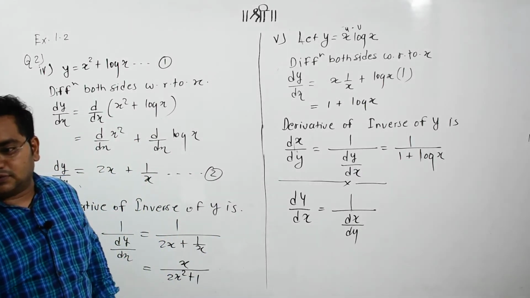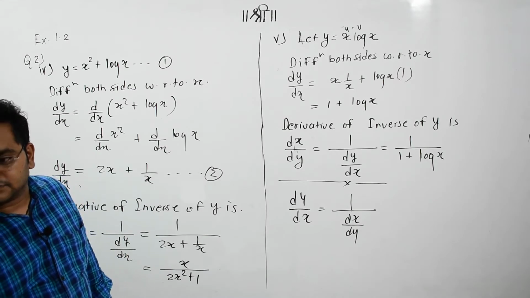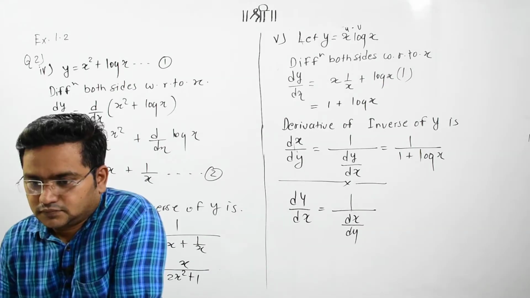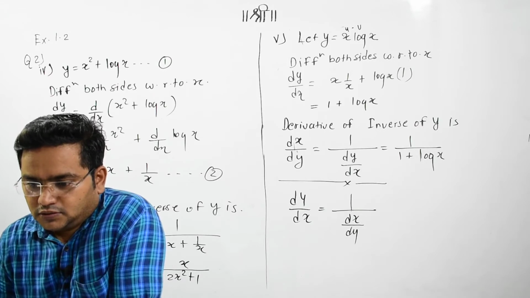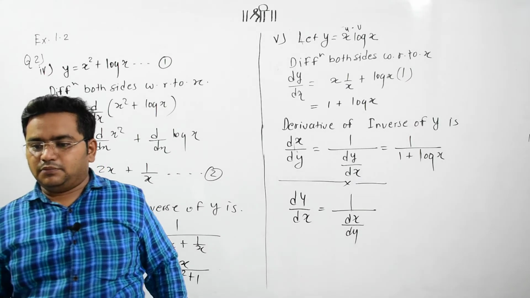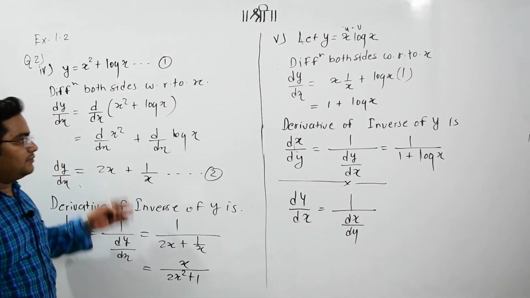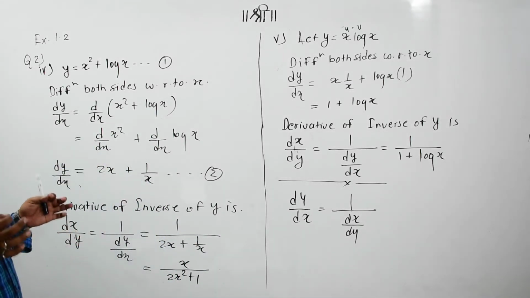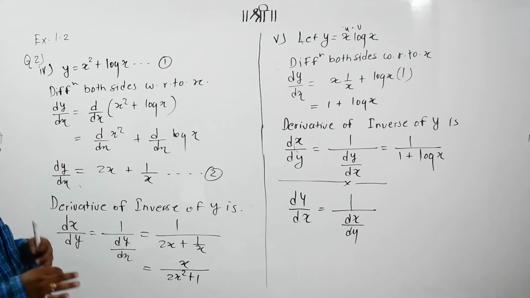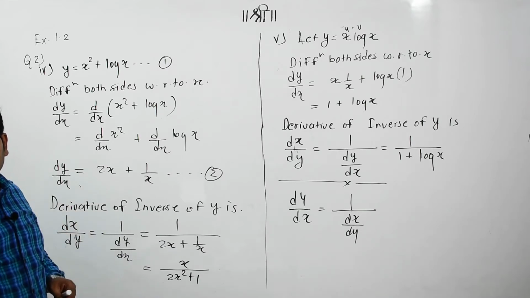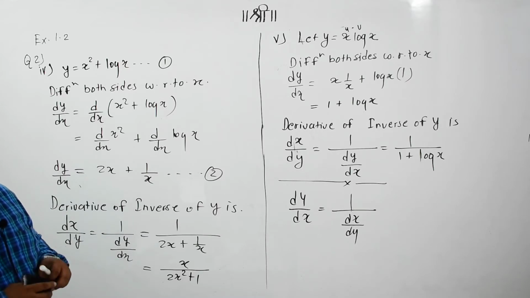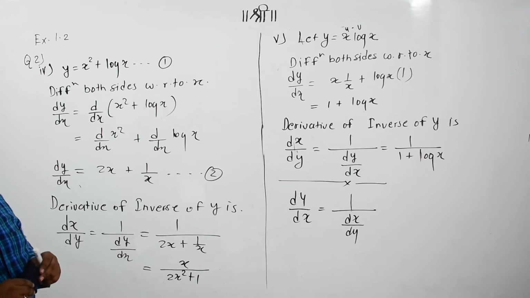Now, next question is what? Question number 3. Within question number 3, the same process we need to apply. Here we need to find the inverse, as we were finding here, and again at a particular point x we need to substitute the value, and the value is given over there. The question says something like this: find the derivative of the inverse of the following functions and also find their value at the point indicated against them.